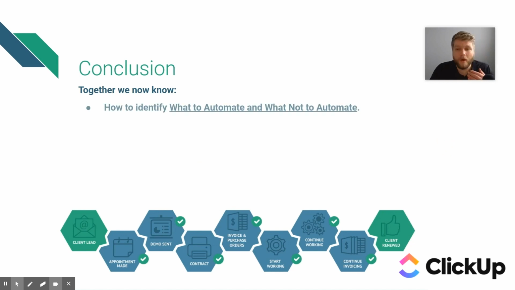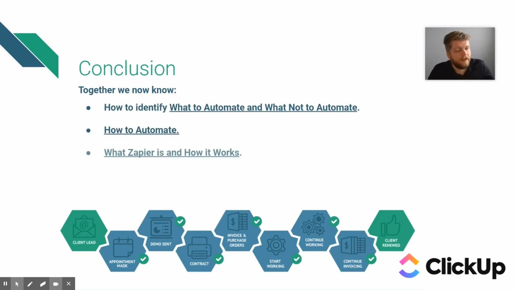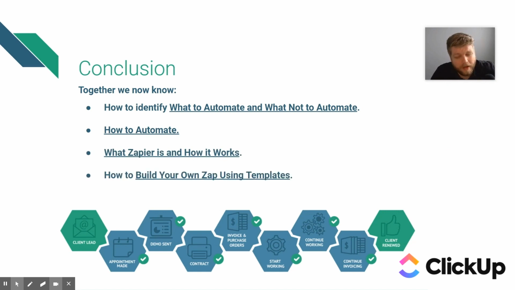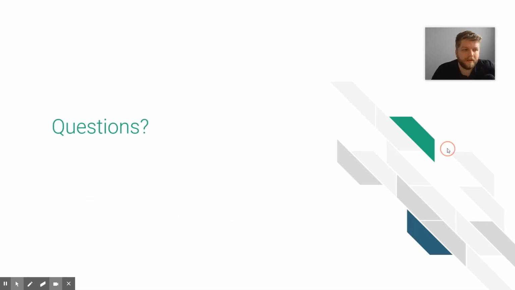So together now we know what not to automate, what to automate, how to automate, and how Zapier works. We're also understanding some of those Zap templates that I showed you before and some of the things we do inside ClickUp ourselves, so that you can know where that goes.